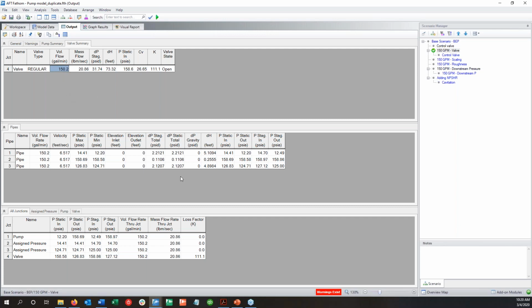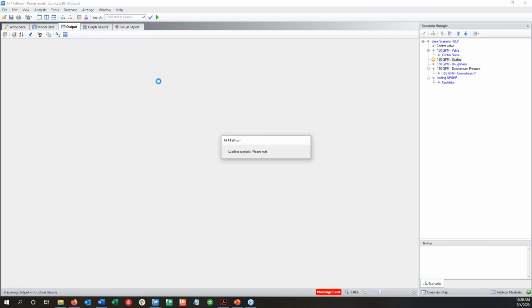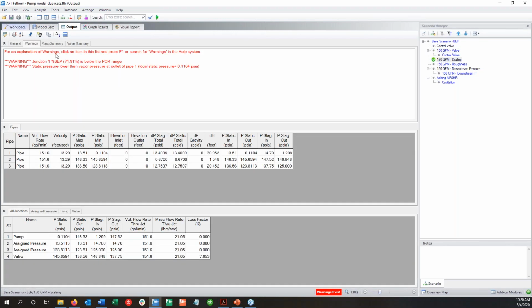So the valve's pretty easy. That's a very viable option at this point in terms of what could be causing that additional loss. The next variable we want to look at is scaling. So here was a test that I ran already.